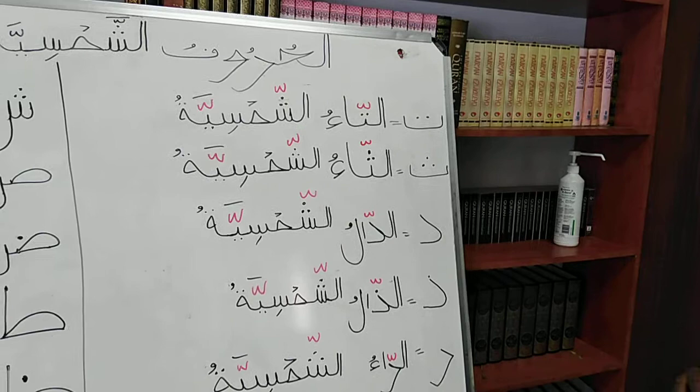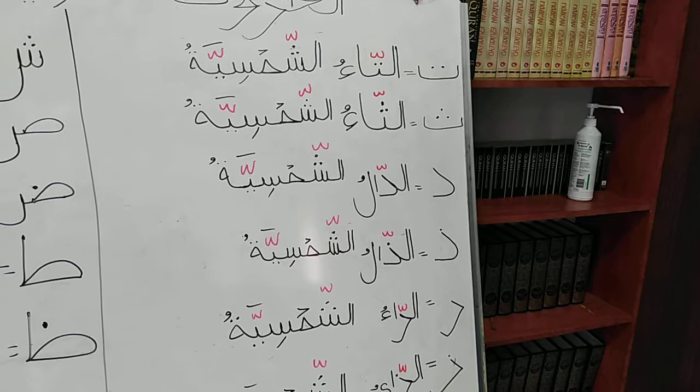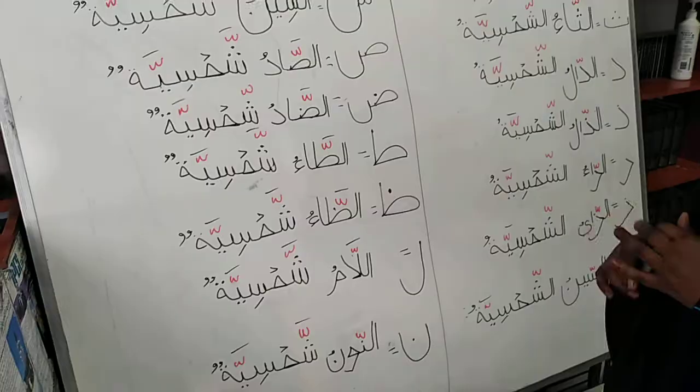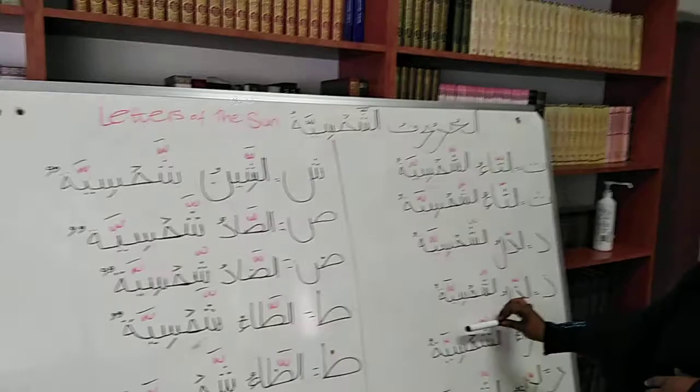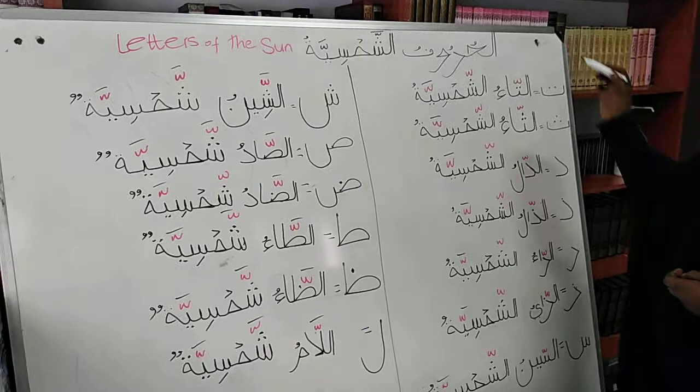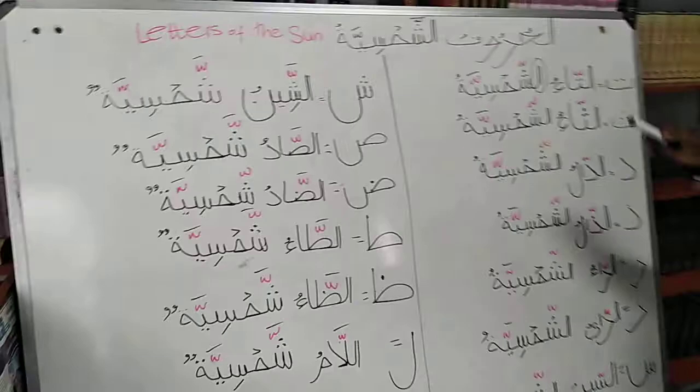Now we'll be moving over to the rest of the letters on the other side of the board. These are the rest of the letters of shamsiya. So this is the Shin, the Sad, the Dad, the Ta, the Lam and Noon. Again, I will give a little bit of another introduction of what you will be seeing, or how to read.